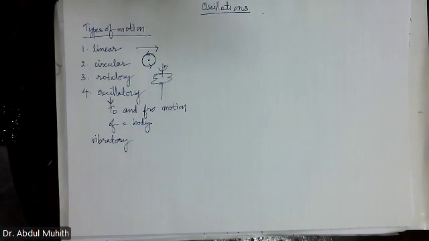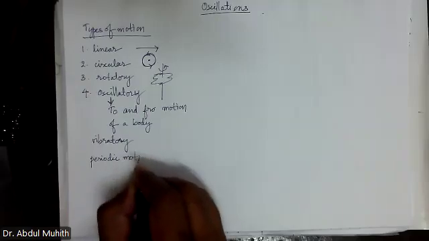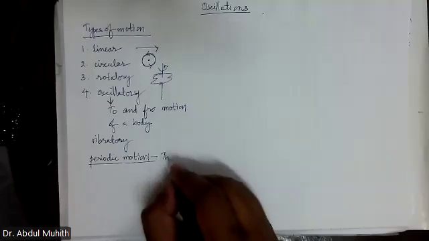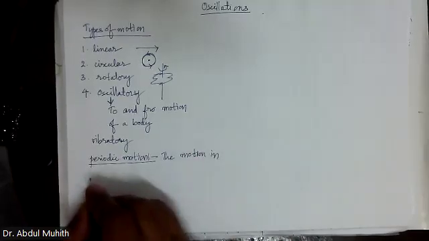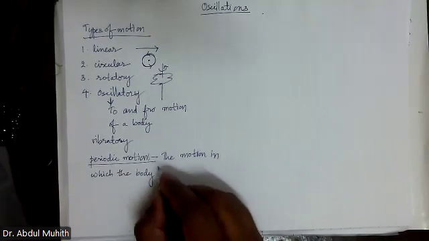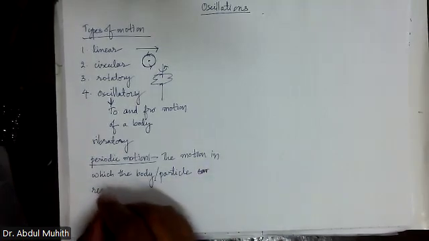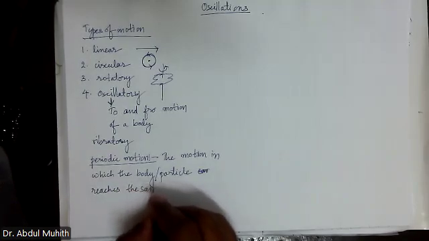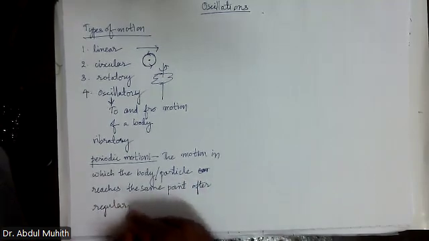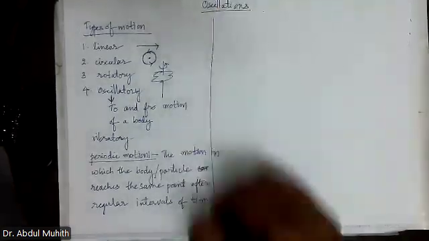Now, we have periodic and non-periodic motion. What is periodic motion? Periodic motion is occurring at regular intervals of time. The motion in which the body or the particle reaches the same point after regular intervals of time is known as periodic motion.